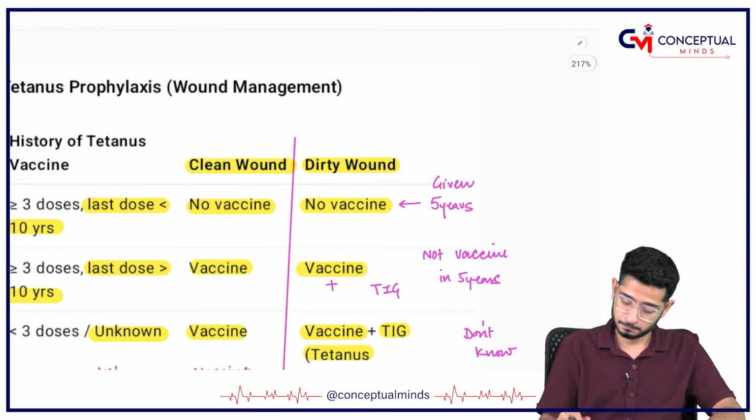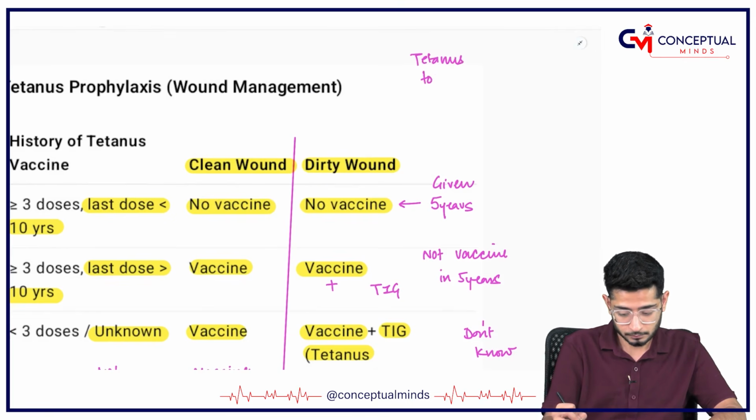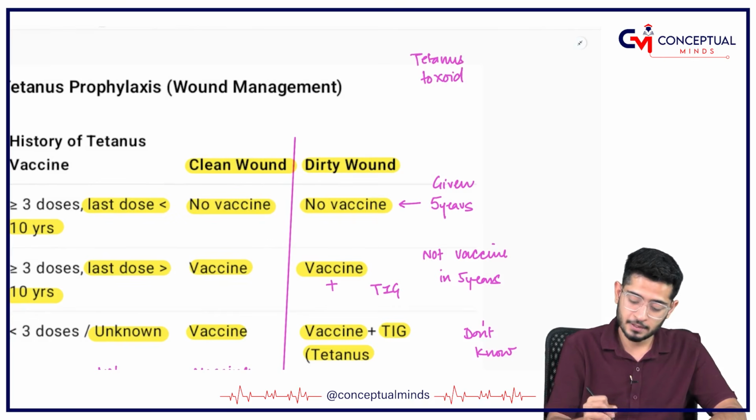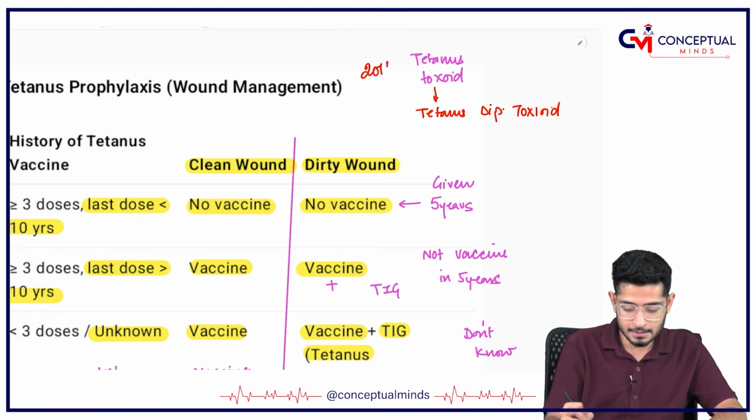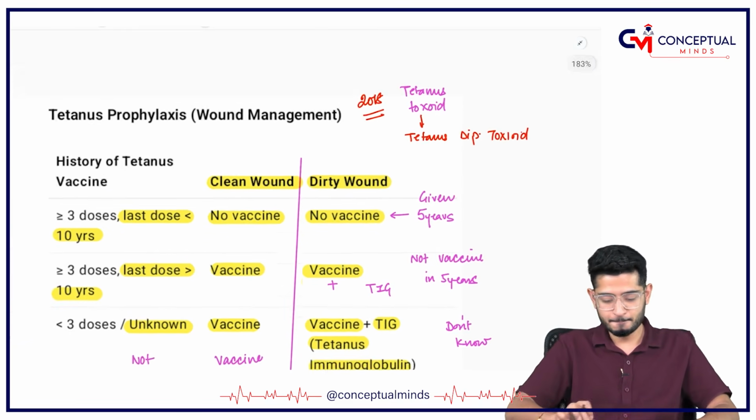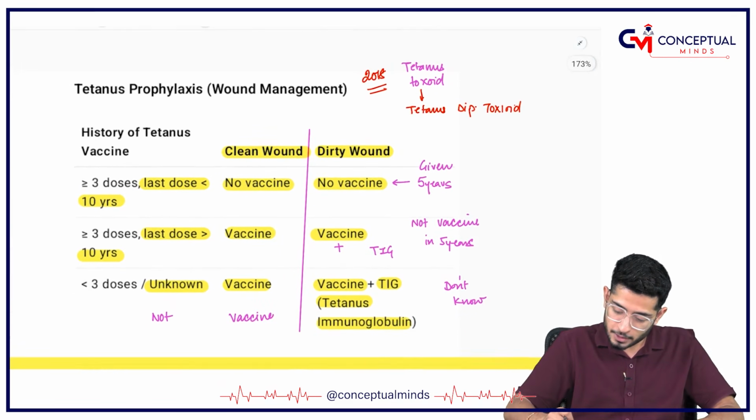So earlier we used to give tetanus toxoid. Nowadays we are not giving tetanus toxoid, but we are giving tetanus diphtheria toxoid. In India this has been started from 2018, okay. So this was all about the Clostridia.